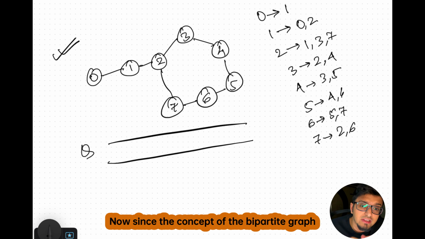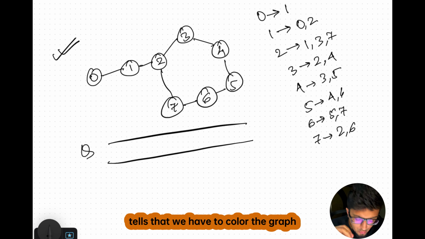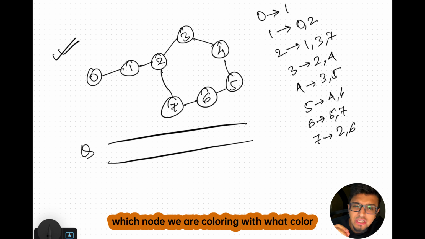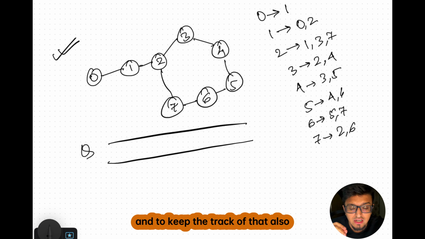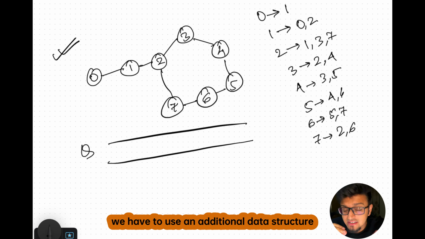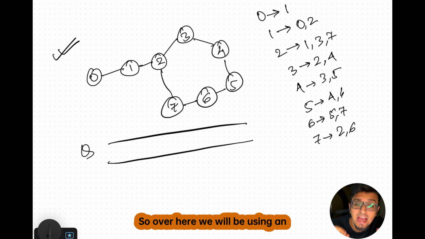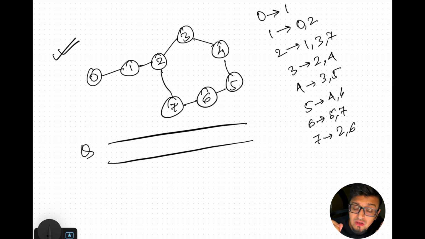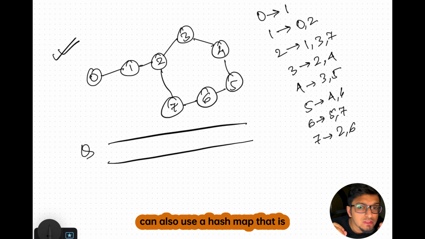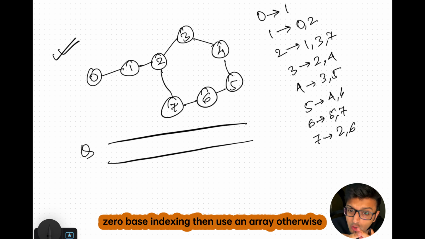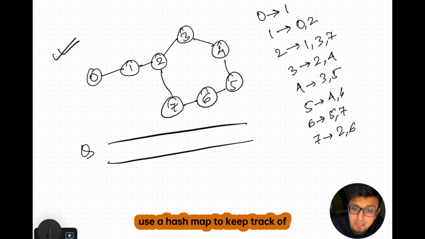Now since the concept of the bipartite graph tells us that we have to color the graph, we have to keep track of which node we are coloring with what color. And to keep track of that, we have to use an additional data structure, an array or a hash map. Over here we will be using an array to understand the logic. Why did I say we can also use a hash map? Always remember, if a graph starts with zero-based indexing, then use an array. Otherwise, use a hash map to keep track of it.